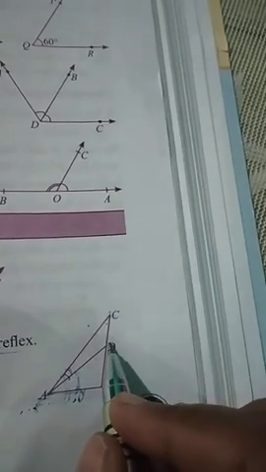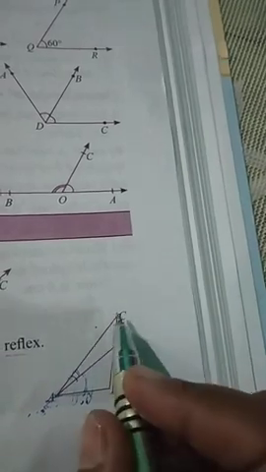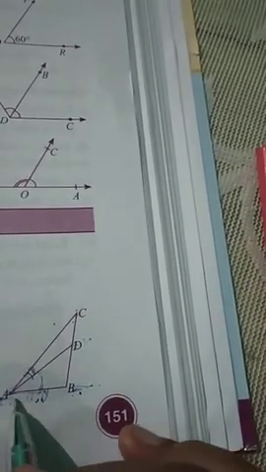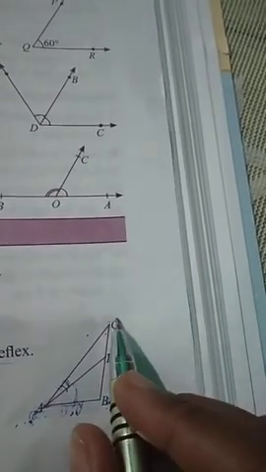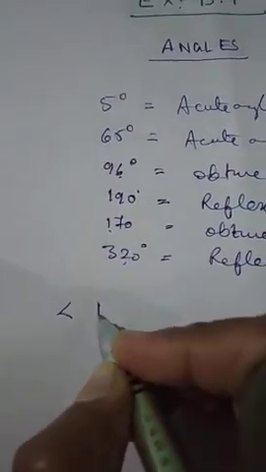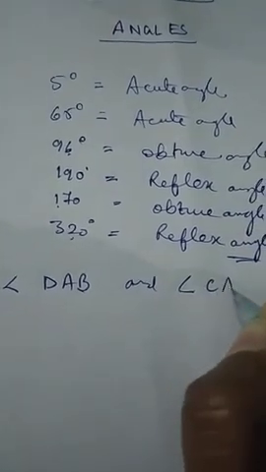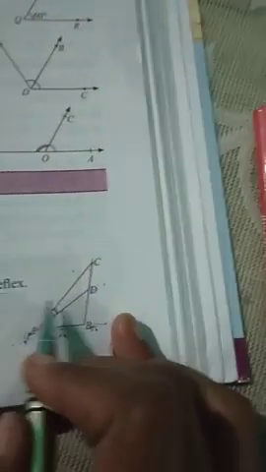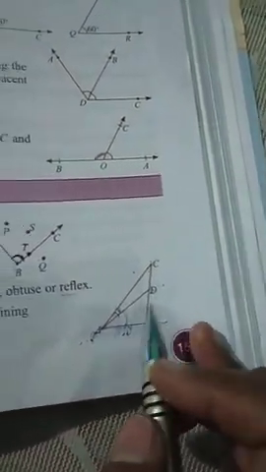Okay, CAD is not forming on the line segment AB. You can see CAD is here only. So which two angles are forming on the line segment AB? Angle DAB and angle CAB. So we will write here angle DAB and angle CAB, in which AB is common to both the angles. Okay, both are acute angles.